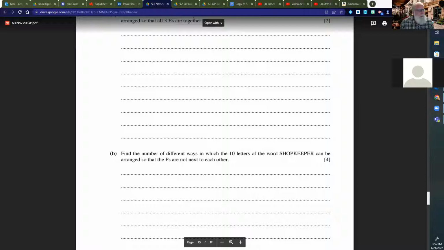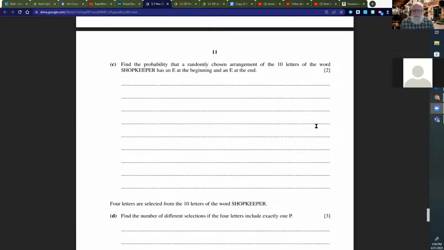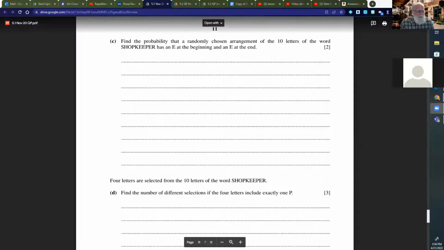All right, let's see. What do we got here? Now what's going on? In C, find the probability that a randomly chosen arrangement of the 10 letters of the word shopkeeper has an E in the end and the E in the beginning.